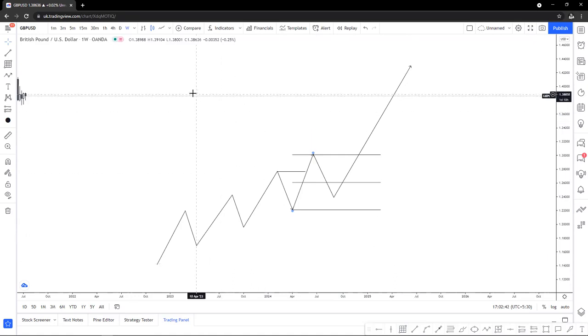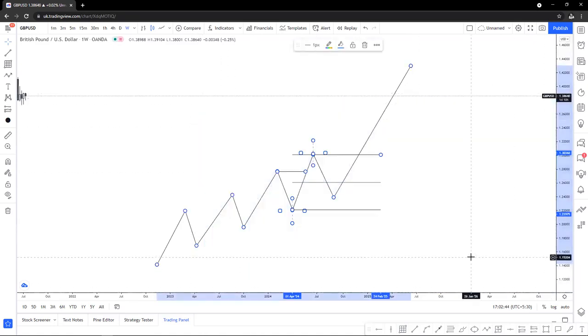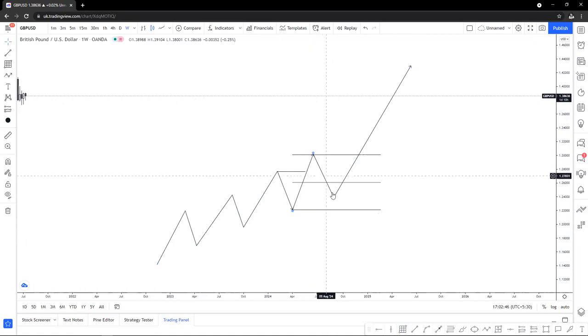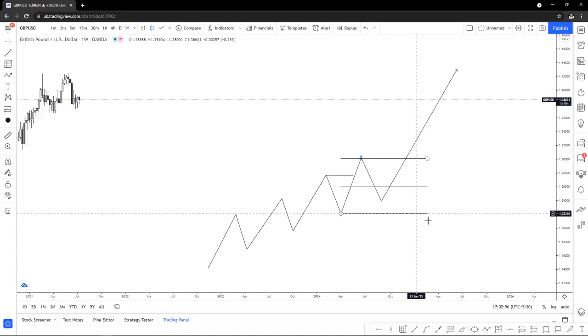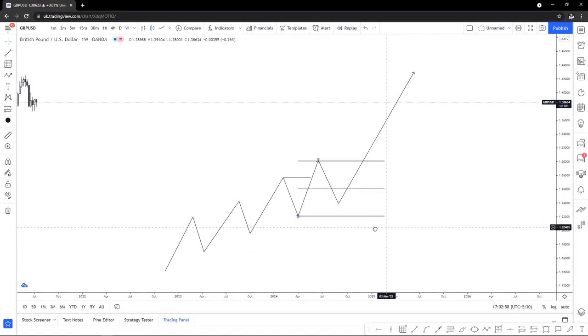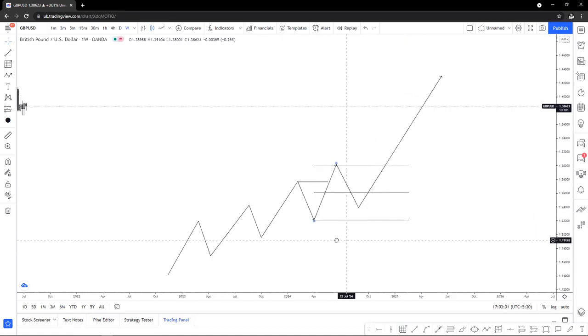Now, do you know why price retraces back inside of this range? To mitigate the previous orders. Exactly, to mitigate previous orders. If it is in a bullish trend, it comes back to mitigate the previous sell orders. Yes, sell orders, you're right.